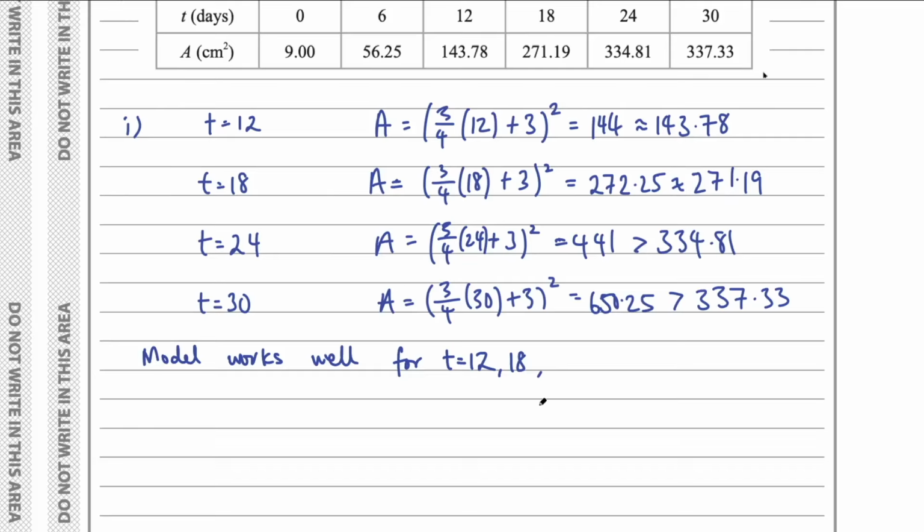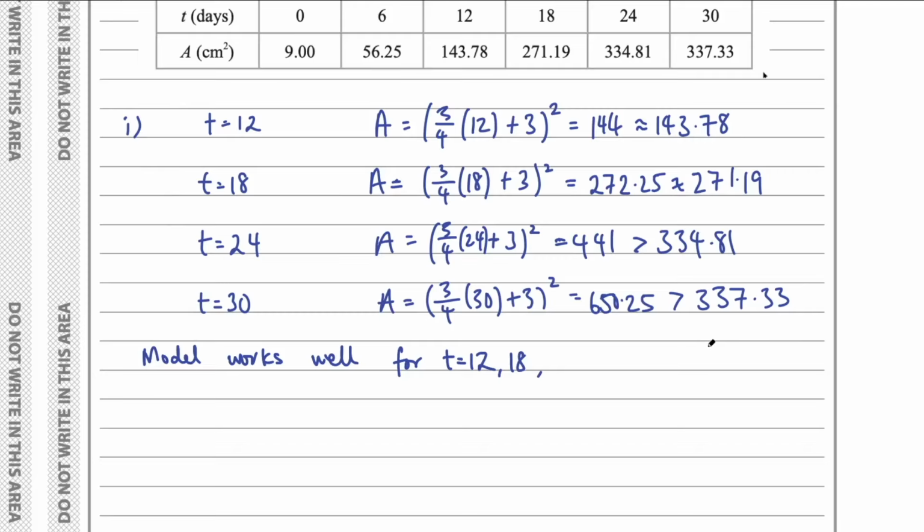Always kind of try to overanalyze and say, well, okay, the model works well for these two. If you notice that, then state that. Next, we noticed the model did not work very well for t equal to 24 and t equal to 30. So what might be happening? Well, the model is giving an overestimate, and the actual area seems to be flattening out around 340, 330, 340. So perhaps that's reaching a maximum.